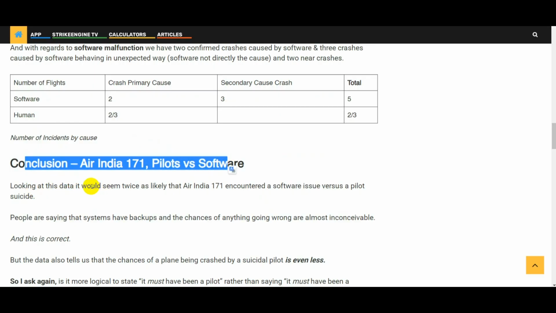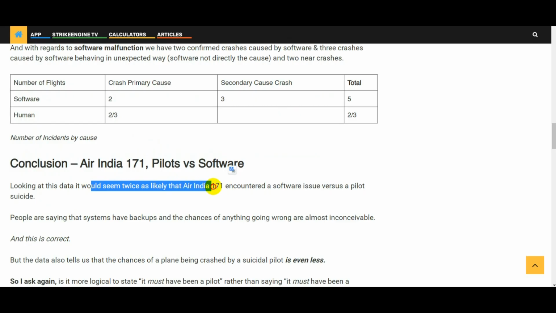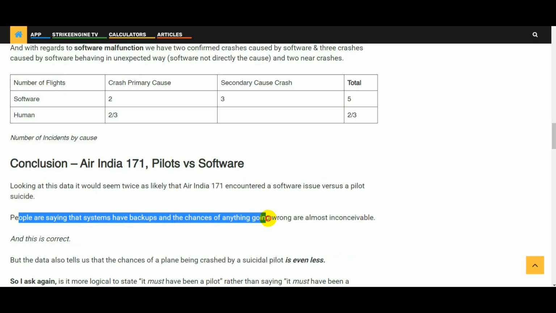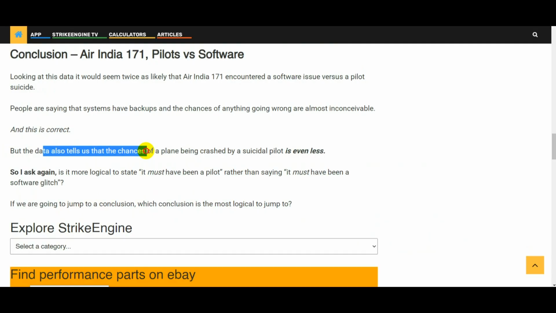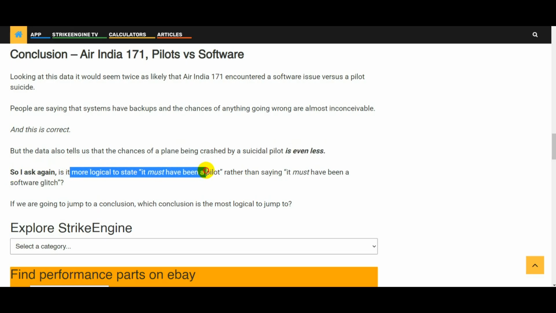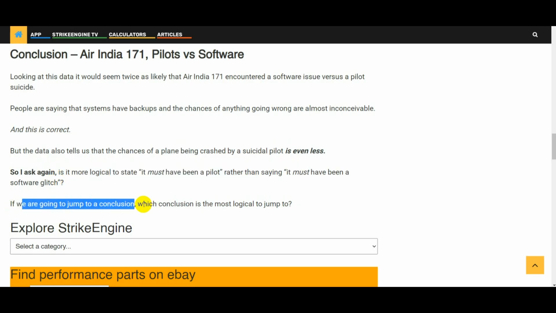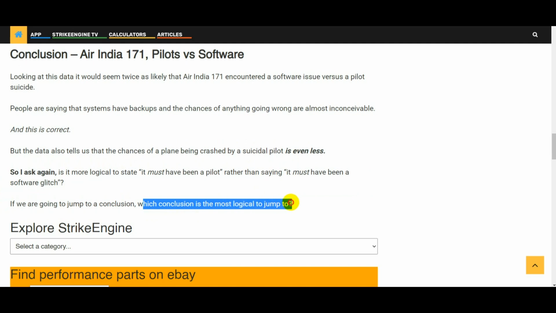So the conclusion, Air India 171, pilots versus software. Looking at this data, it would seem almost twice as likely that Air India 171 encountered a software issue versus a pilot suicide. And yes, people, experts, pilots are saying that systems have backups and the chances of anything going wrong are almost inconceivable on a commercial airline, and this is correct. But the data also tells us that the chances of a plane being crashed by a suicidal pilot is even less. So I ask again, is it more logical to state it must have been a pilot rather than saying it must have been a software glitch? If we are going to jump to a conclusion, which conclusion is the most logical to jump to?